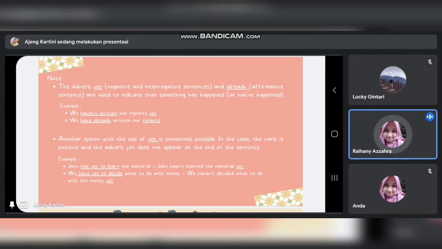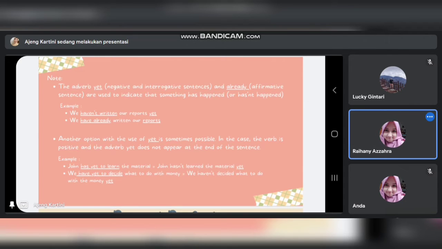Another option with the use of yet is sometimes possible. In this case, the verb is positive and the adverb yet does not appear at the end of the sentence. For example, John has yet to learn the material. We have yet to decide what to do with the money is equal to, we have not decided what to do with the money yet.